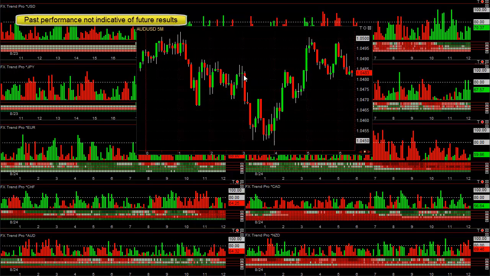Now here's 3 o'clock right here. If you had sold the low of that bar, you would have been short at 75. You can see it pulled back 25 pips. Even if you sold the low of the range here, you can see it fell back about 15 pips.